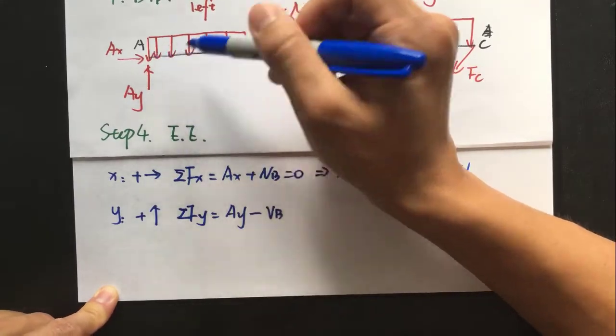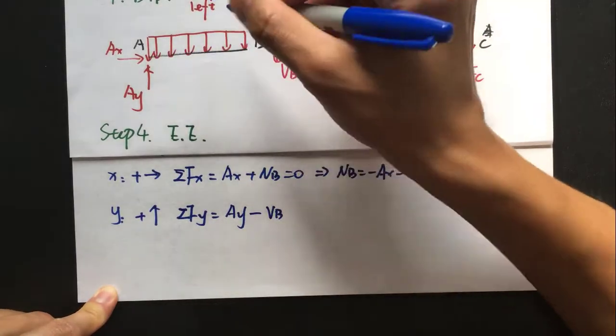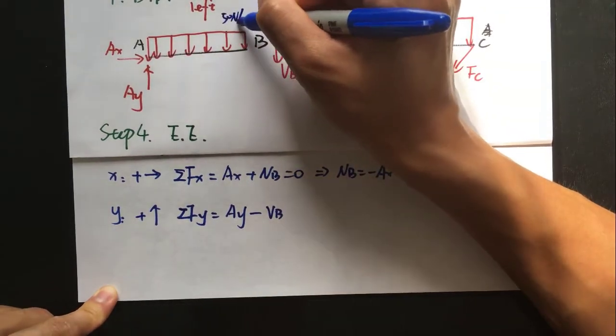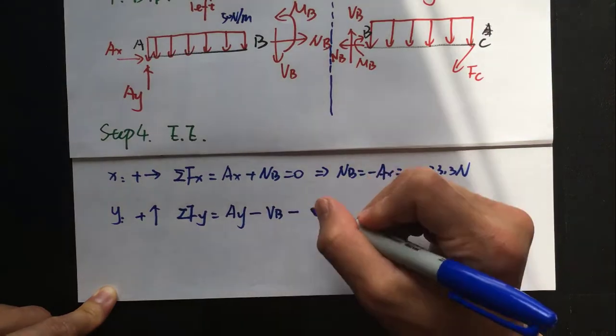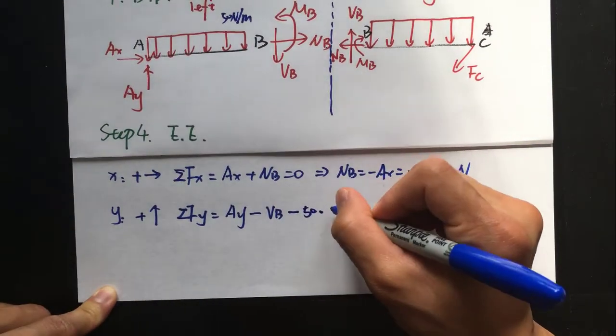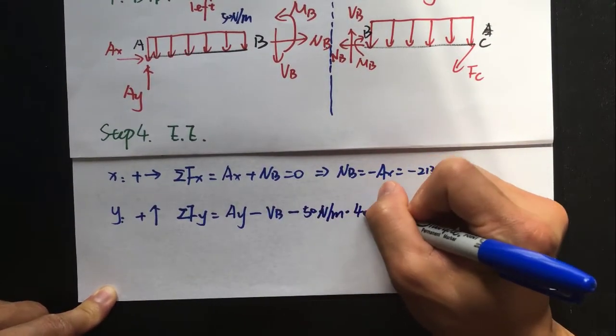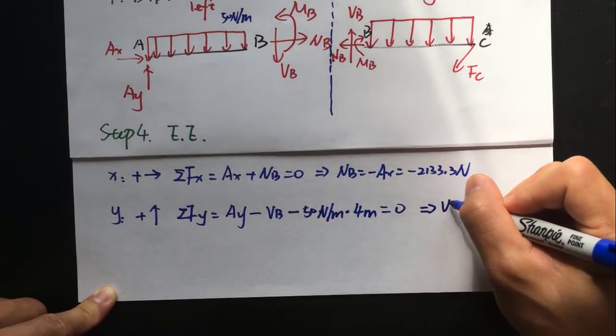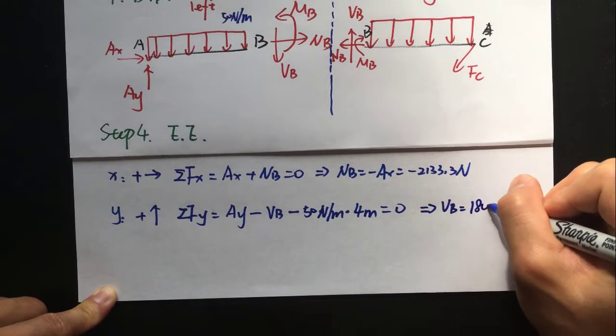distributed load, and we know the length of AB, and we know the magnitude of this distributed load equals 50 Newton per meter. Therefore we have Ay minus VB minus 50 Newton per meter times 4 meters equals 0. From this equation, we get our VB equals 1800 Newton.